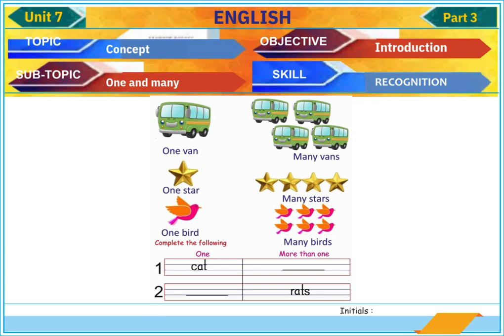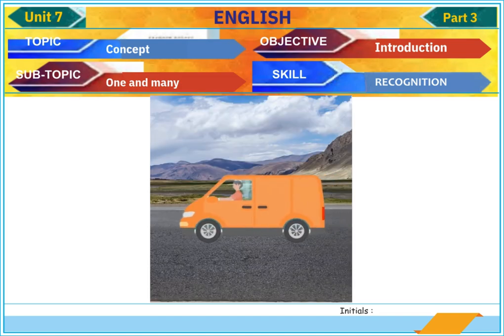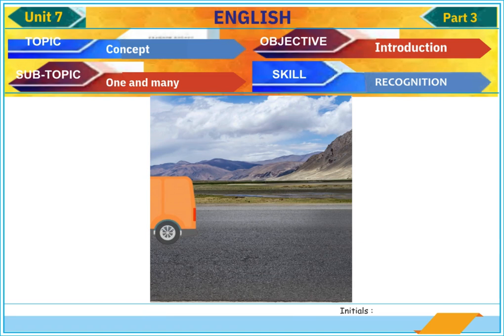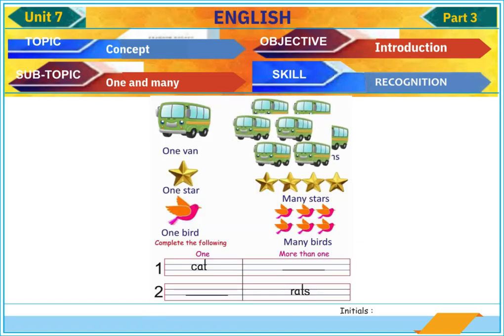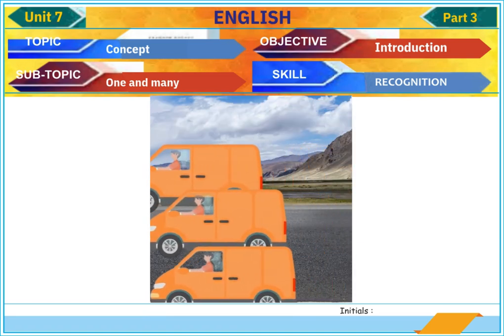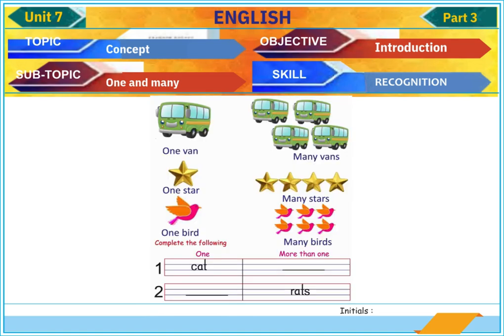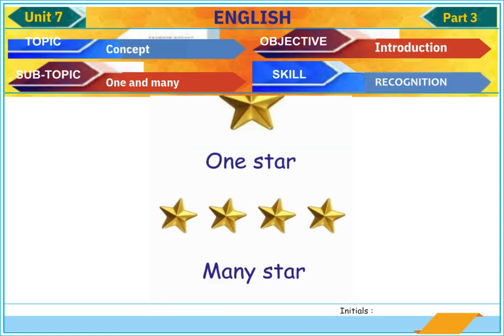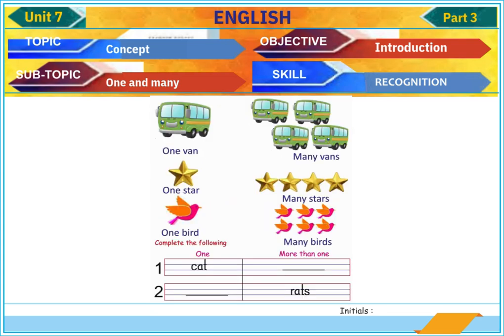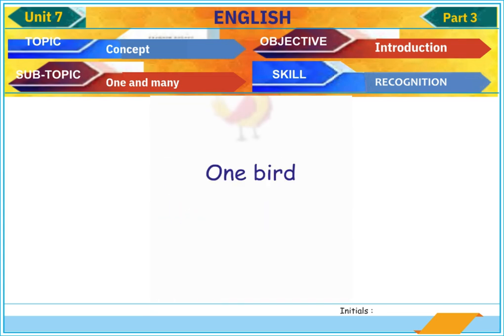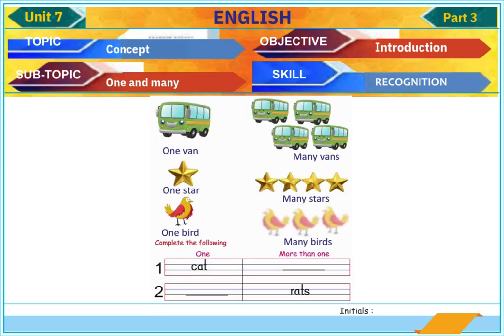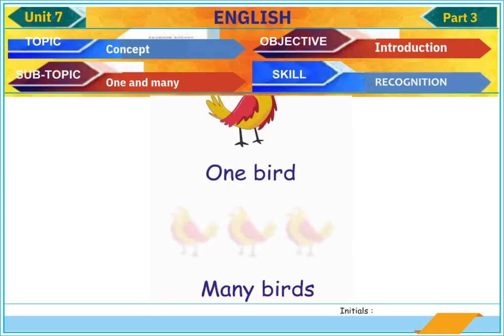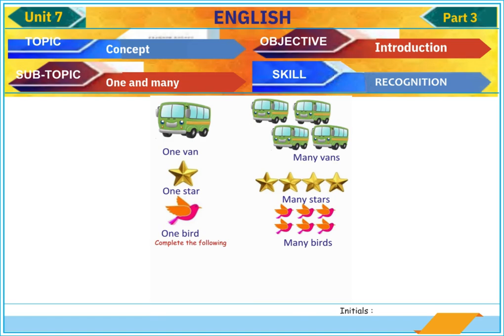Concept: one and many. One van. Many vans. One star. Many stars. One bird. Many birds. Complete the following.